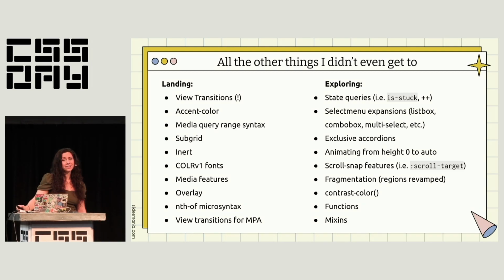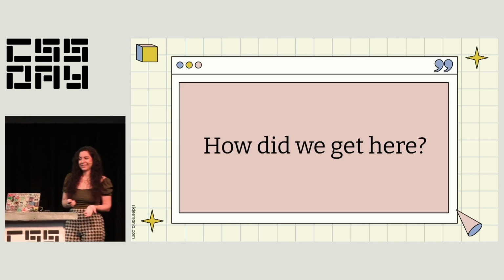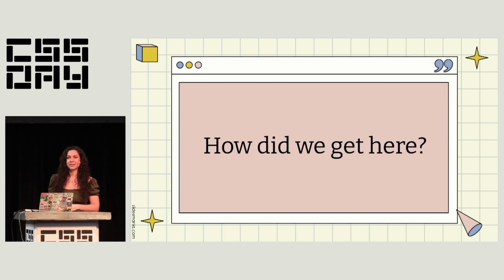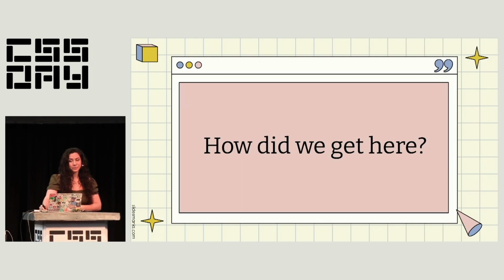A contrast color has been in discussion at the working group, and how to provide a contrast color function, and then what other functions and mixins should look like. So I know that's a lot of things, but you might be wondering, how did we even get here? It feels like nothing happened for a while in CSS. We sort of had Houdini, and then all of this stuff is landing.